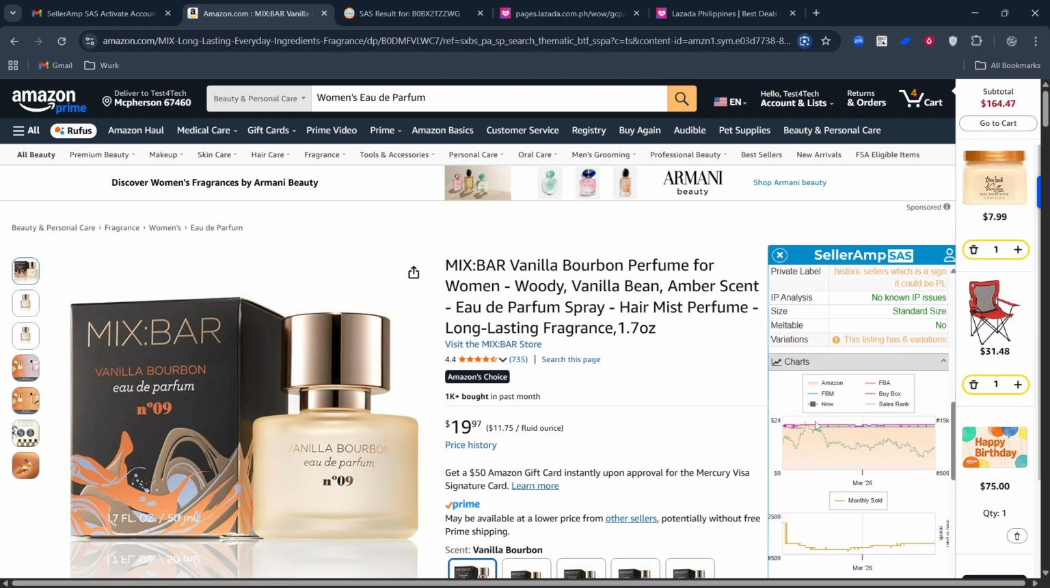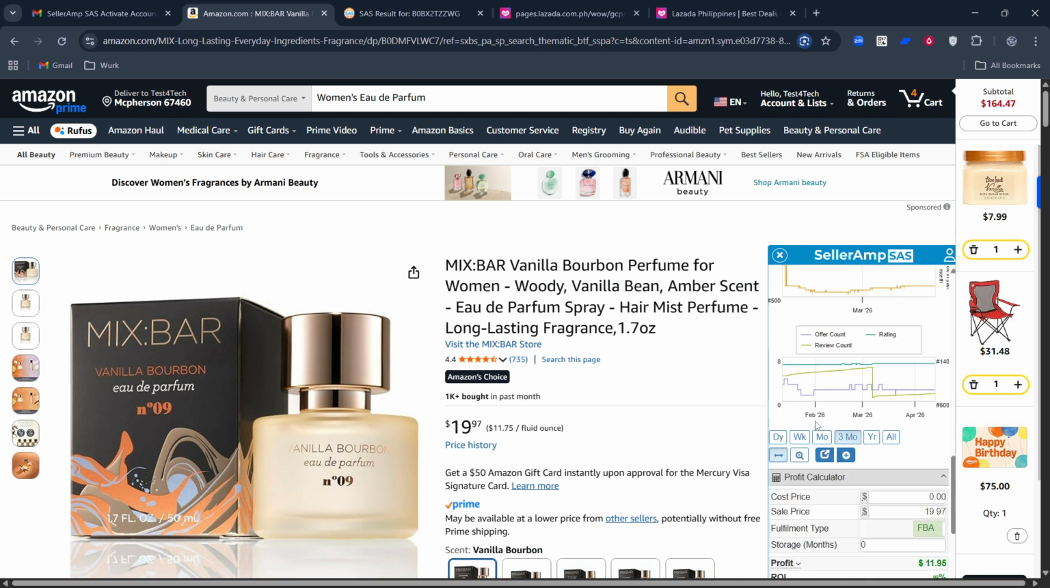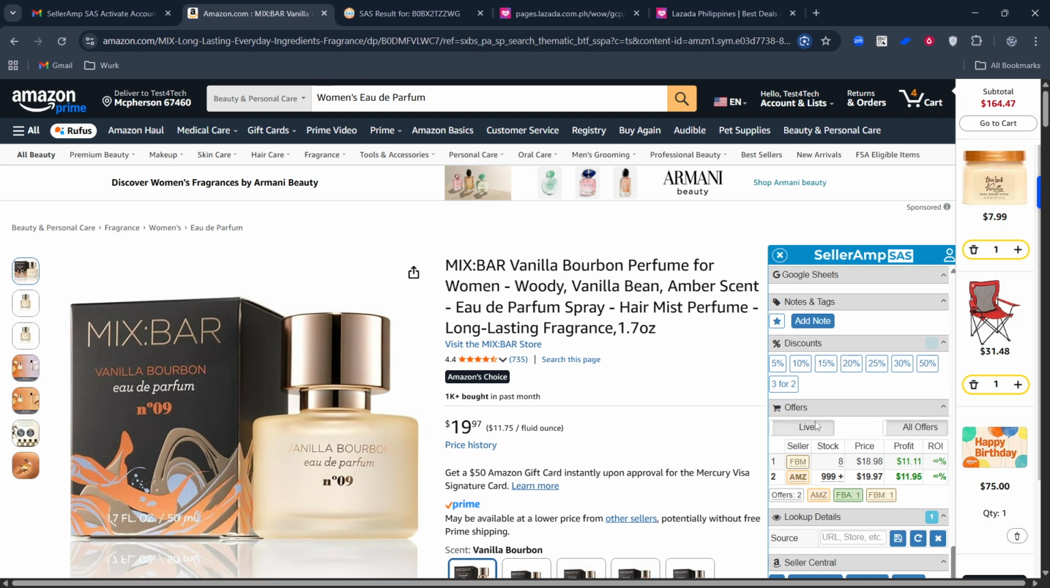Then, review the competition. Look at how many FBA and FBM sellers there are and whether they have deep stock. Generally, 2 to 10 sellers is a comfortable range, while 20 or more makes it harder to win the buy box and maintain your price.